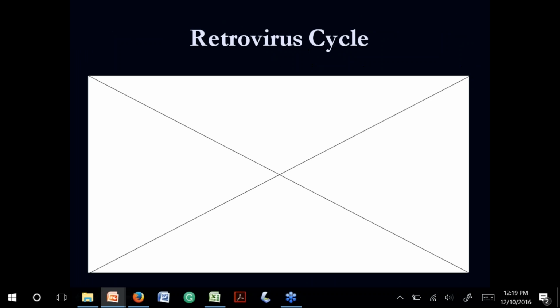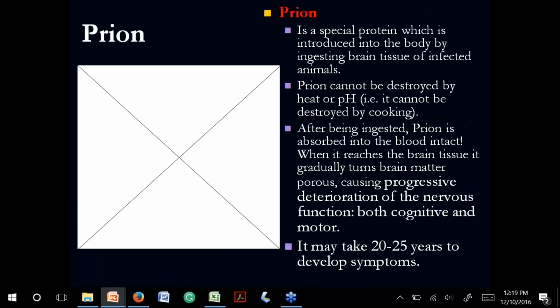Just remember about the viruses. We have two types of viruses: DNA viruses and RNA viruses. Examples of DNA viruses are hepatitis and herpes, right? An example of an RNA virus is the HIV virus.